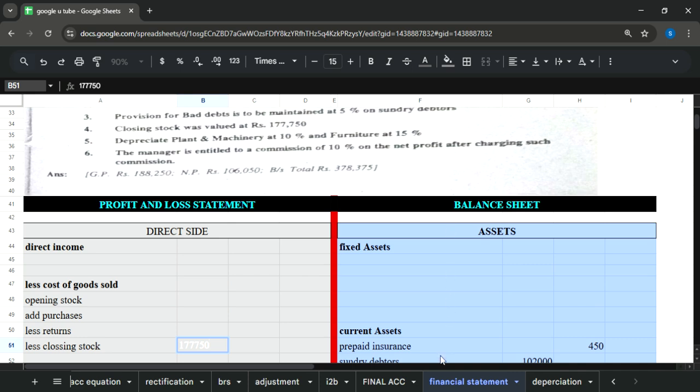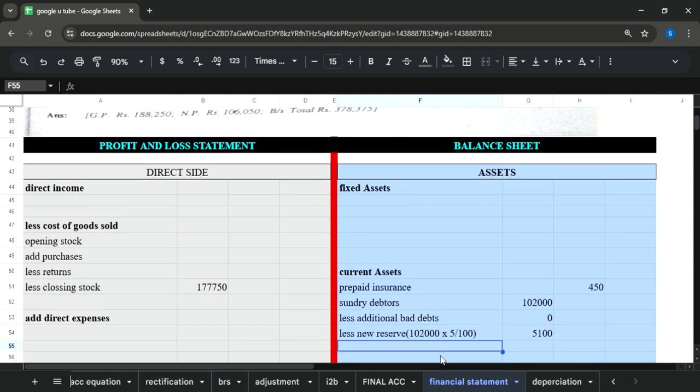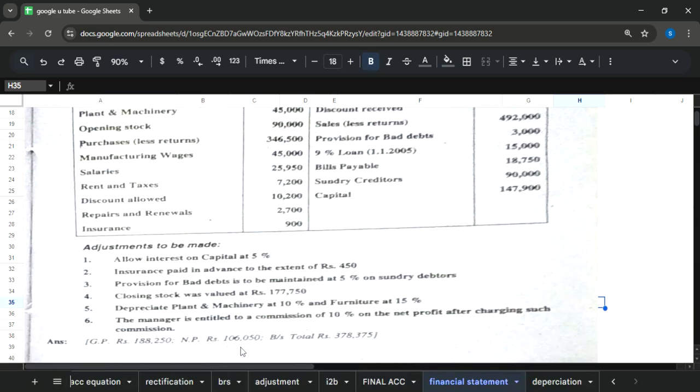Now you will go to the current asset side, and here you will mention closing stock, the amount of which is 1,777,50. So you have seen that step by step we are completing all our adjustments. 4 adjustments have been completed. Now the fifth adjustment, depreciate plant and furniture.